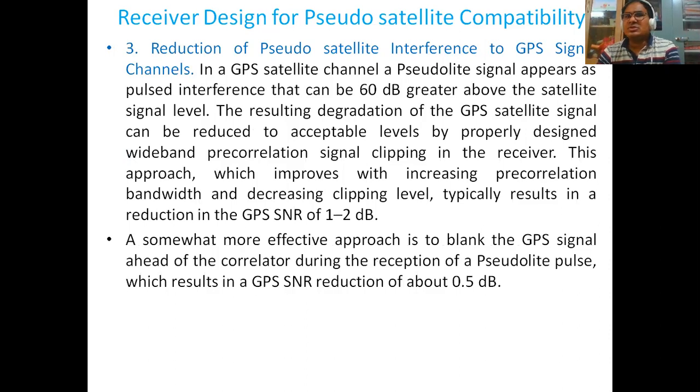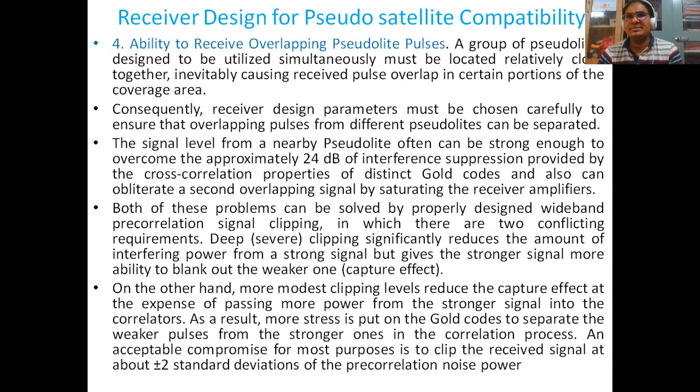And reduction of the pseudo satellite interference to GPS signal channels. So GPS signals are there and pseudo satellite signals are there, so they must be separated. Of course, they are widely separated from each other, as we have just seen. And the ability to receive overlapping pseudolite pulses. Sometimes the pseudolite pulses come overlapping, then the receiver must be able to receive them.